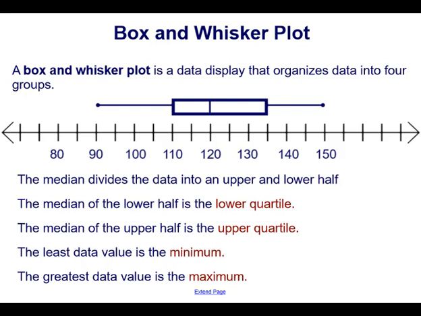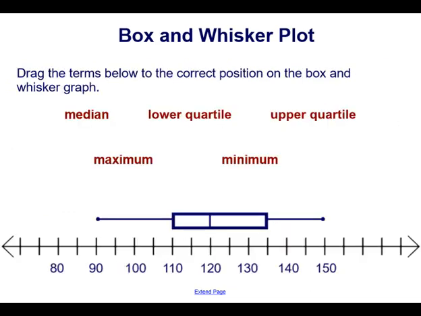You can see these 4 key pieces in a box and whisker plot, which again is dividing the data into 4 groups, or 25% of the data each. So first, let's identify where each key feature is on a box and whisker plot. So let's drag and drop the term to the correct position on the box and whisker plot.